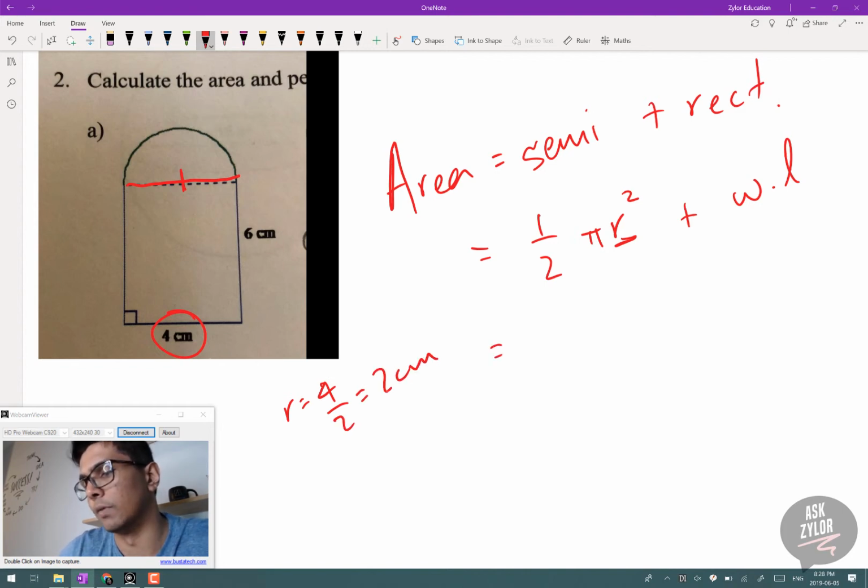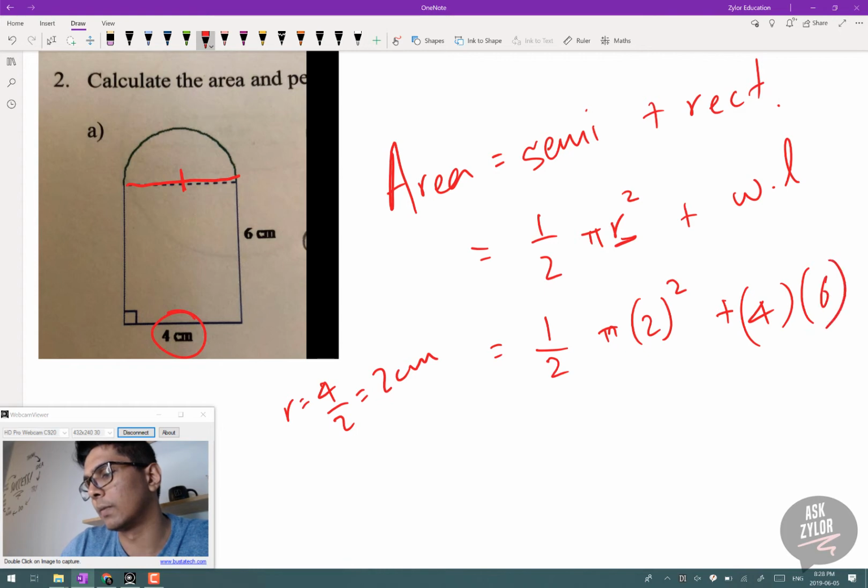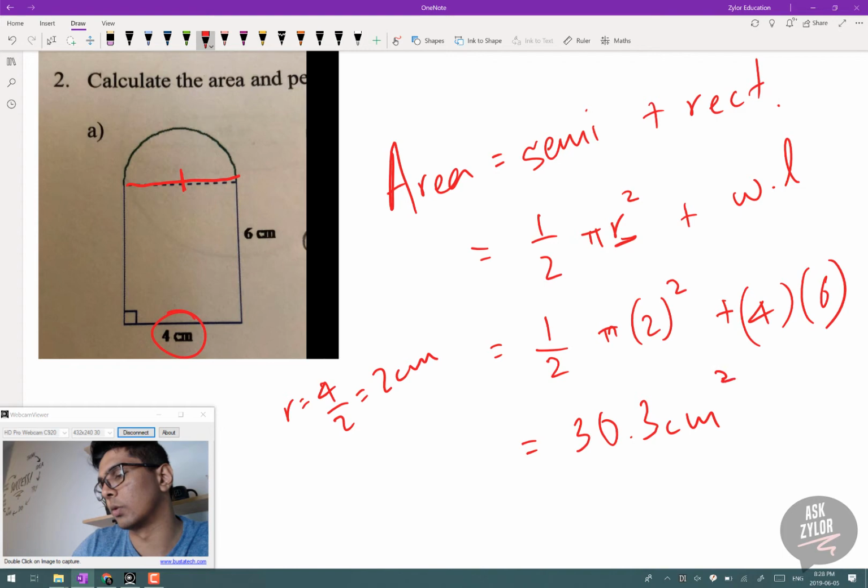So I can plug these values in: 1 over 2, pi times 2 squared, plus my width is 4, my length is 6, right? So then I end up with roughly 30.3 centimeters squared.